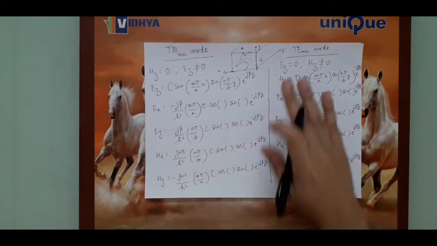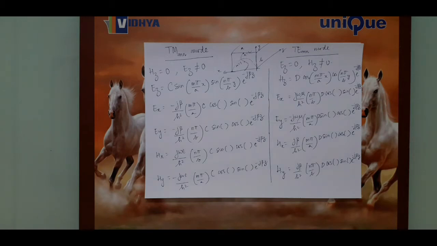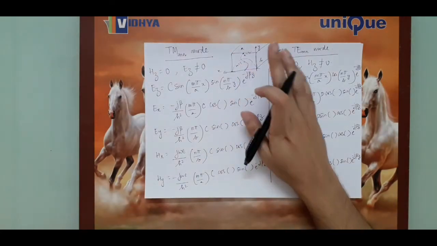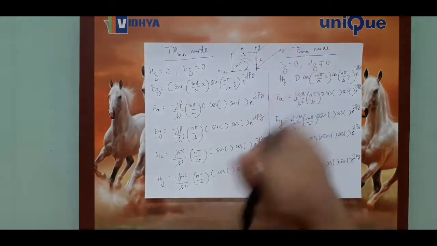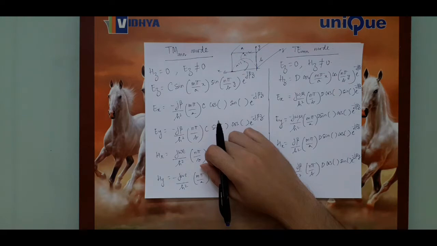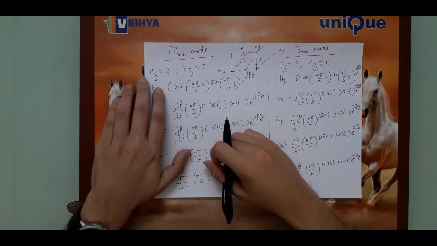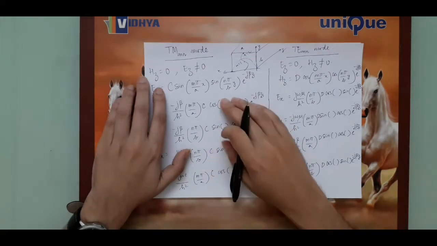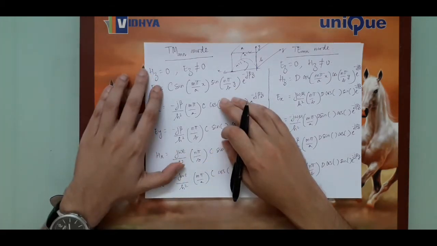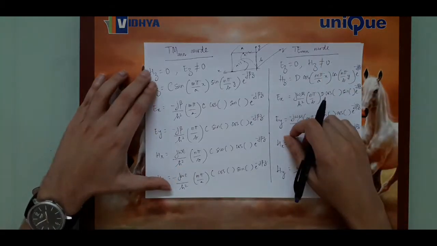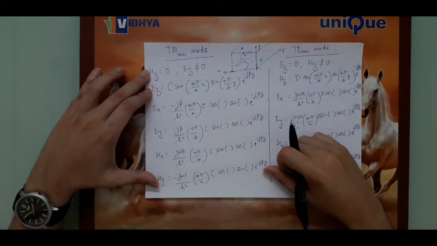Now the question is, what are the possible values m can take? We took an example of m equal to 1, n equal to 2, but we should also ask ourselves, can m or n be 0? So let us check that. But before we check that, there is one more thing you should note.